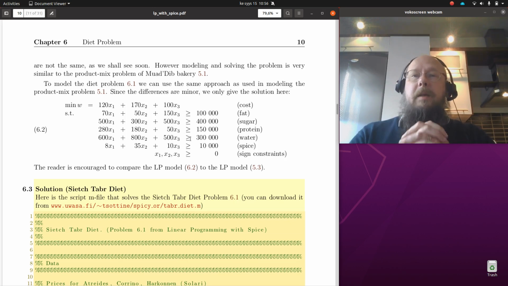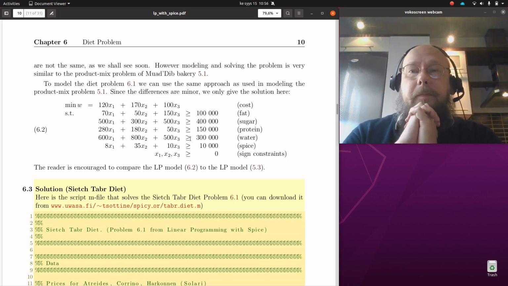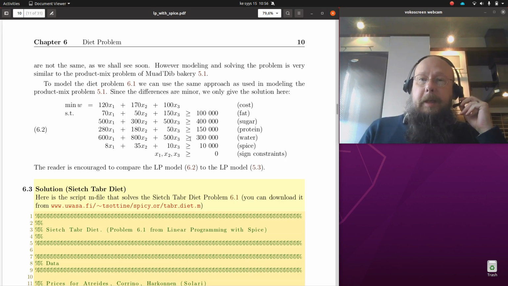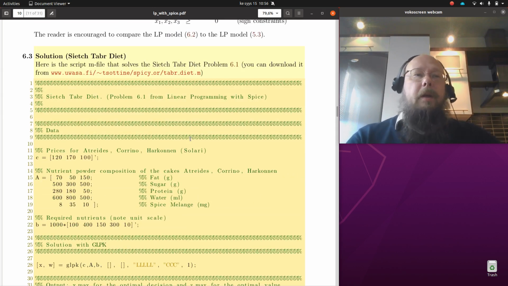So this is extremely closely related to the more deep problem, so its solution must also be extremely closely related. And yes, indeed it is. And here is the solution for it, 6.3.